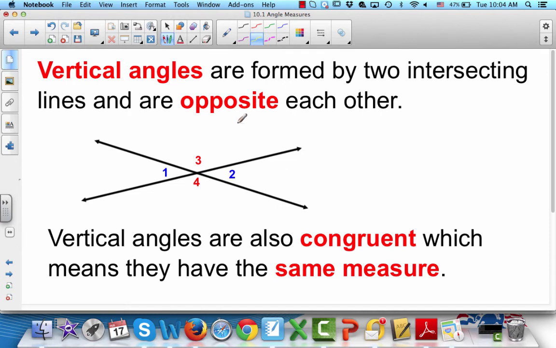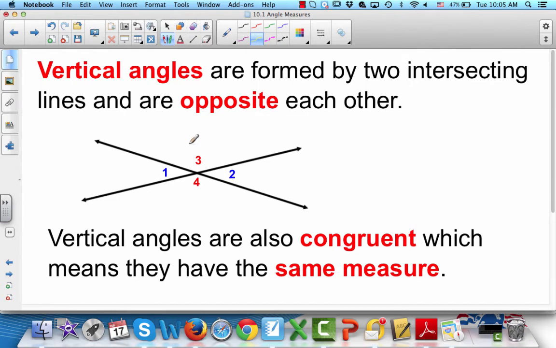Vertical angles, another vocabulary term, you got to learn the vocabulary, are formed by two intersecting lines and are opposite each other. So here are the two intersecting lines. Angle 1 is vertical to angle 2. Angle 3 is vertical to angle 4. Vertical angles are also congruent. That's another word you need to know, which means that they have the same measure. So angle 3 is vertical to angle 4, and that means that they are congruent to each other.